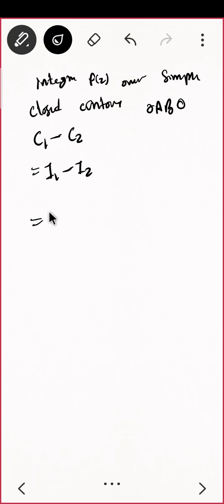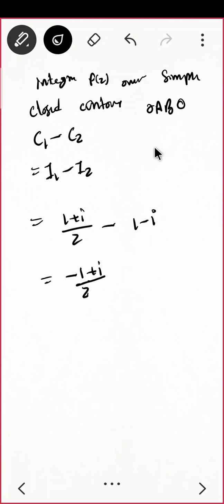What is your I1? That is 1 plus i by 2, and minus what is I2? 1 minus i. If you get this, then क्या आएगा ये? Minus 1 by 2 minus 1. This is correct. So that is over the contour. You are getting the final answer.